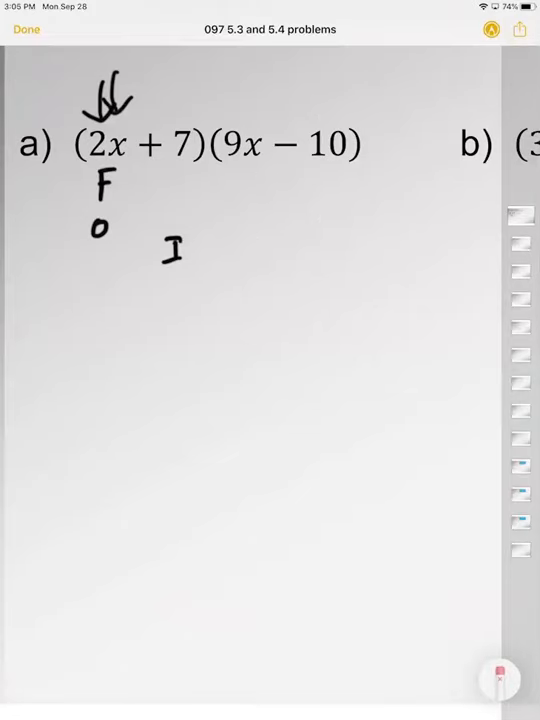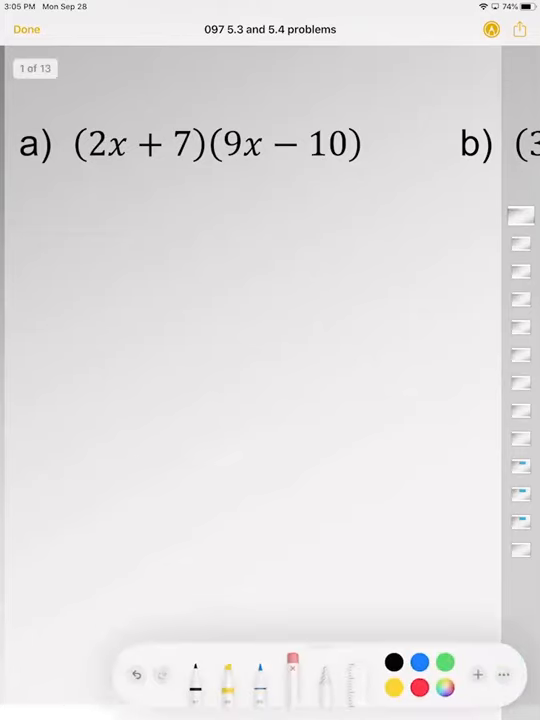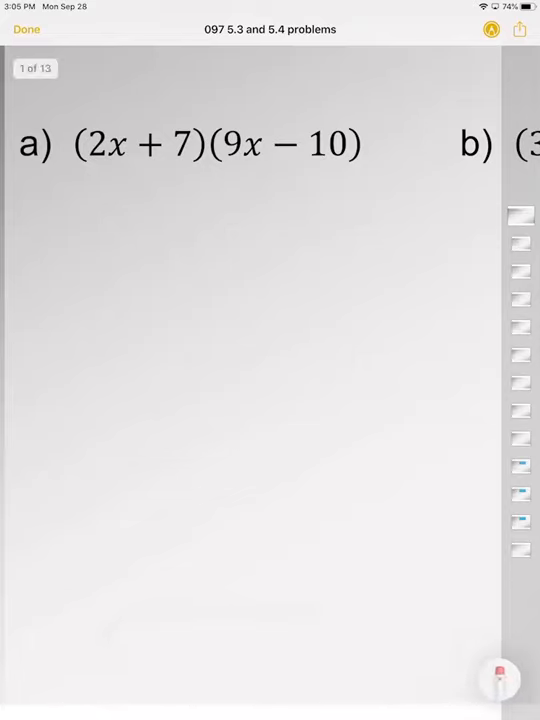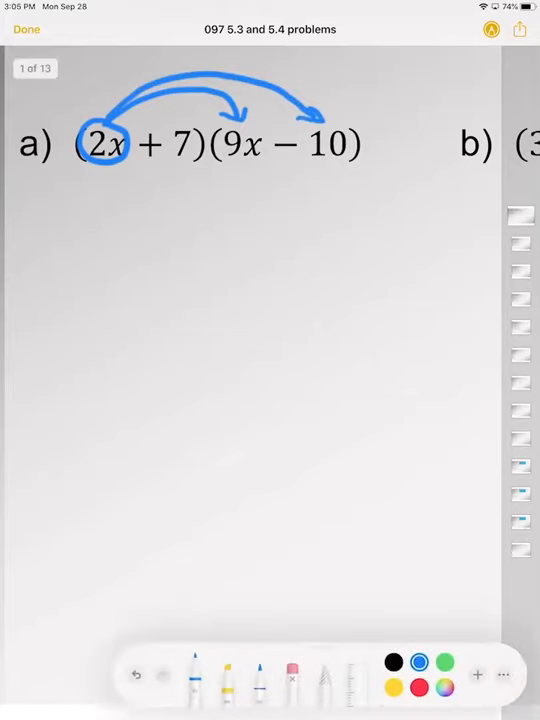method only works for a 2 by 2. What do I mean by 2 by 2? Meaning you have a binomial times a binomial. So this is what we have in terms of a binomial times a binomial. And all we're doing, if you think in terms of the distributive property, is the same thing as your FOIL method there, right?